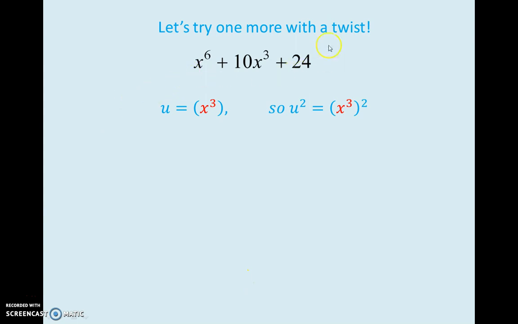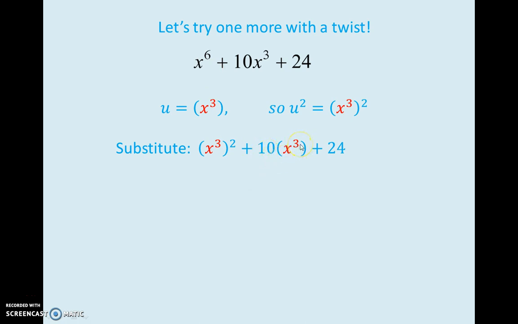Moving on, one more with a little bit of a twist. This time u is going to equal x cubed, and that's because my leading term has an even power on it that can be broken up so that x to the 6th is really x cubed squared. So I'm going to let u equal x cubed, so then u squared is actually x cubed to the second power. So x cubed to the second power replaces my x to the 6th.